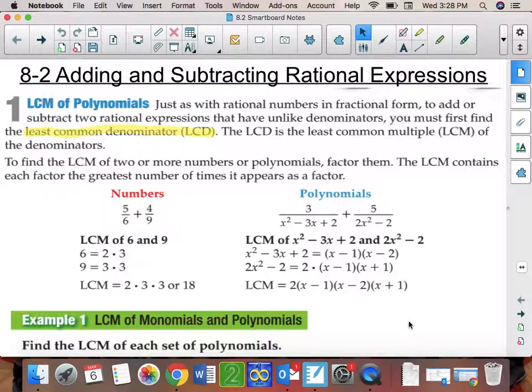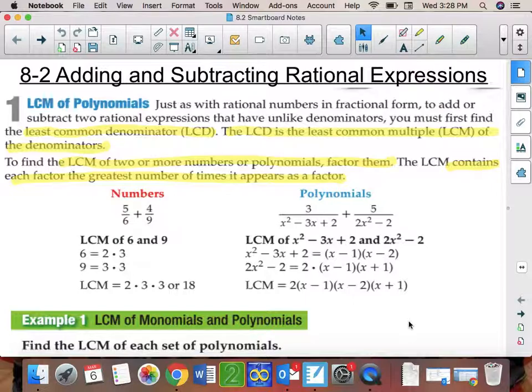And the least common denominator is going to be the least common multiple of the denominators. So I'm going to refer to that as LCM. So that least common multiple of two or more numbers or polynomials, you get it by factoring them, and it's going to contain each factor the greatest number of times that it appears.